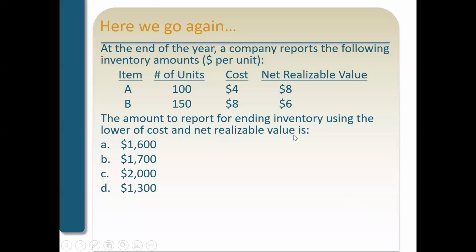So guys, look at this one. At the end of the year, a company reports the following inventory amounts. The amount to report for ending inventory using the lower of cost and net realizable value is what? A, B, or D? Okay, I want everyone to tell me what you think.